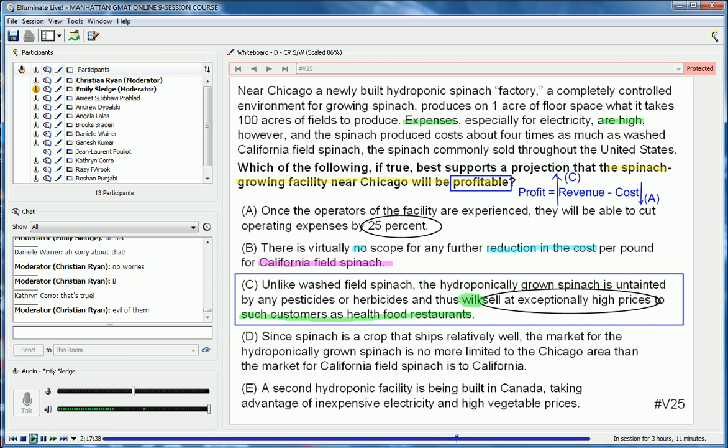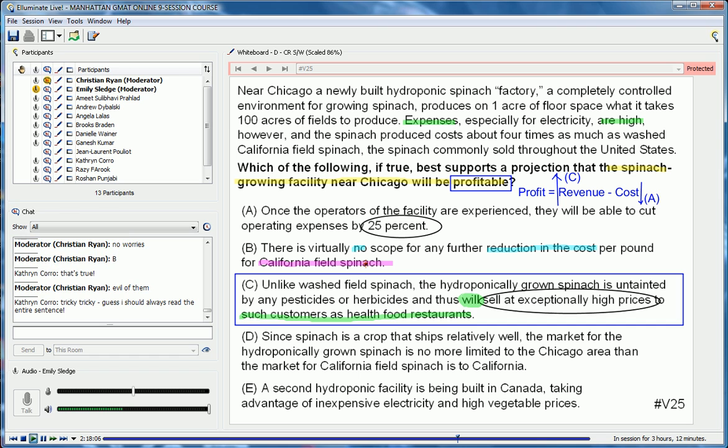And Danielle, you nailed it. If they don't make an explicit connection between the cost of California field spinach and what happens to the business model of Chicago spinach, there is no relationship. Even though, from your outside knowledge, you may know that your competitors' pricing schemes or their cost structure is something that you can factor into your business model, it's too much thinking for the GMAT. And for that reason, D and E are both irrelevant as well.